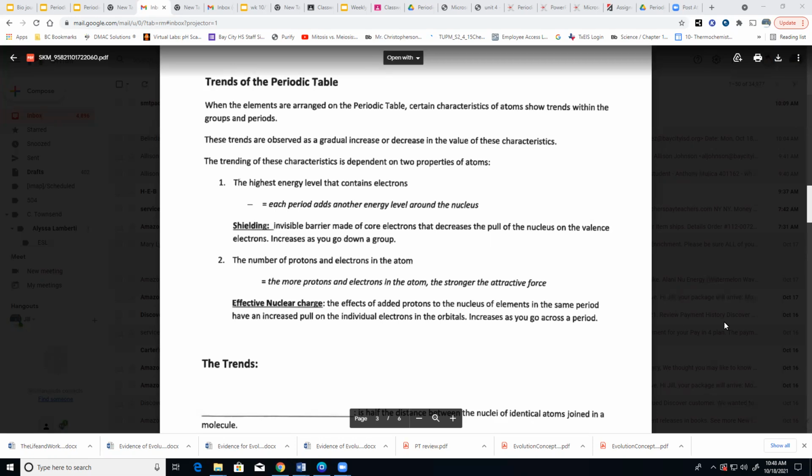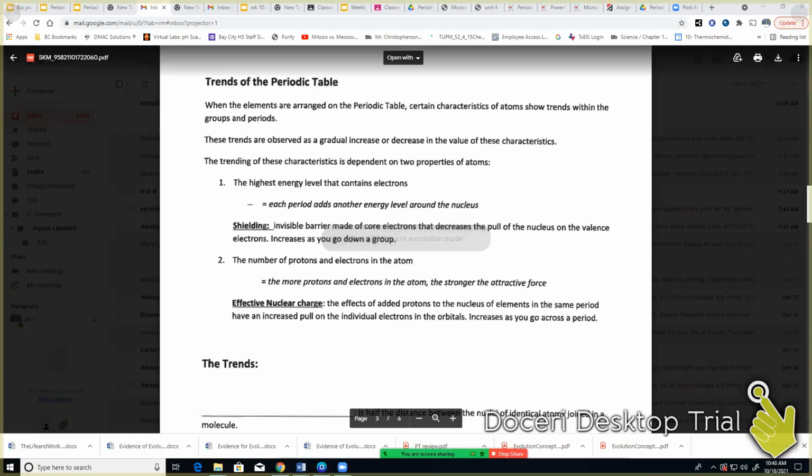So we've talked about whenever the elements are arranged on the periodic table that we see the periodic law apply. And that leads to some trends that will show up on the periodic table, and we're going to be looking at those. The trends are seen as a gradual increase or decrease in some value that we're looking at. And the trending is developed mainly on two properties of the atoms. If you take AP chemistry or college chemistry, they probably go into a little more detail about that, but we're just going to look at the big two things that cause a trend.